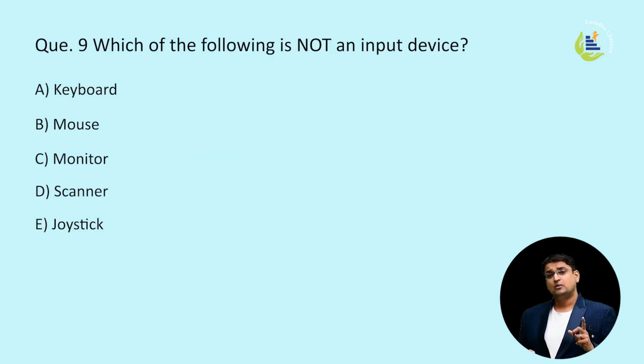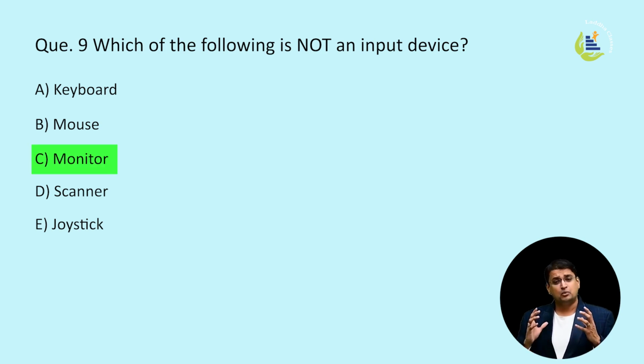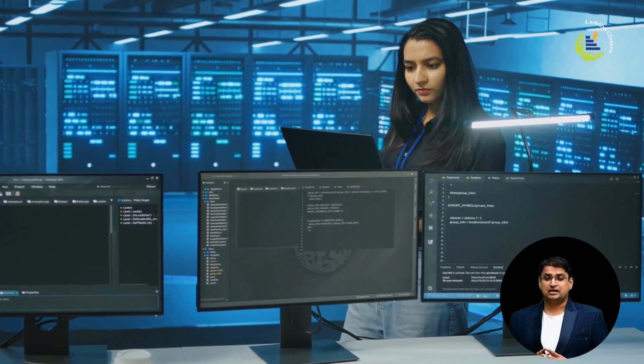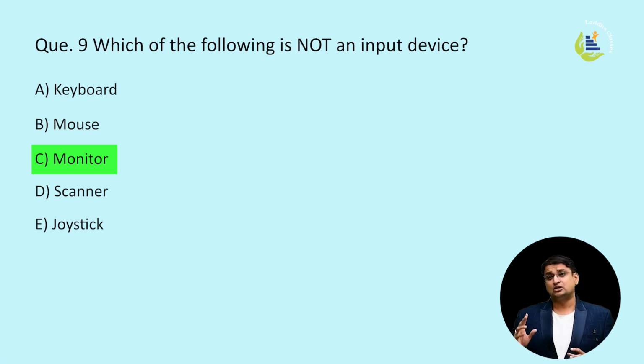Question 9. Which of the following is not an input device? Options are keyboard, mouse, monitor, scanner, joystick. Correct answer option is C, monitor. Because a monitor is an output device that displays information. Keyboard, mouse, scanner, and joystick are all input devices.